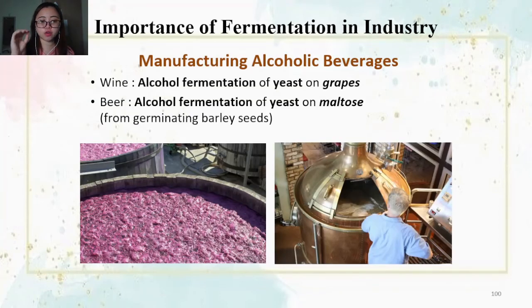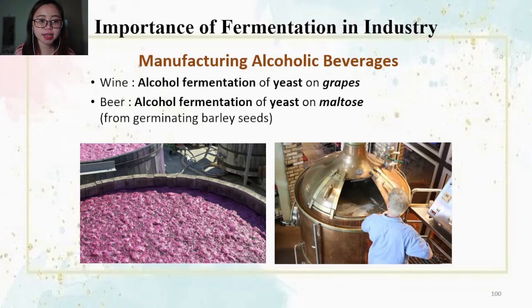Okay, and then of course, fermentation is important in manufacturing alcoholic beverages. So examples of alcoholic beverage here is wine and beer. So wine is alcohol fermentation of yeast on grapes, whereas beer is the alcoholic fermentation of yeast on this grain called maltose. Maltose is a sugar that you can find from germinating barley seeds.